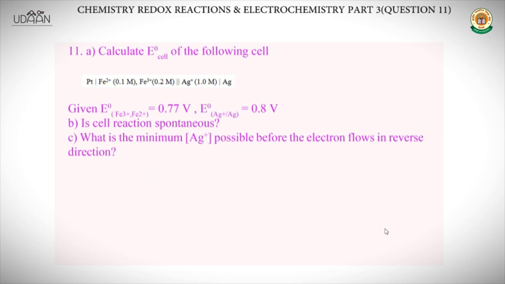In the first part we have to calculate the E naught of the cell for the following cell that is given here: platinum, Fe2 plus concentration of 0.1 molar and Fe3 plus concentration of 0.2 molar, and Ag plus 1.0 molar to Ag. Given that the E naught for the Fe3 plus to Fe2 plus is 0.77 volt and the E naught for the Ag plus to Ag is 0.8 volt. In the second part we have to check whether this cell reaction is spontaneous or not, and in the third part we have to find the minimum Ag plus concentration possible before the electron starts flowing in the reverse direction. So Tushar, please take us through this question.